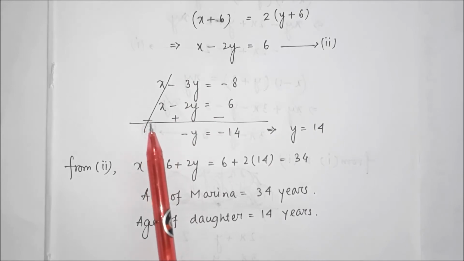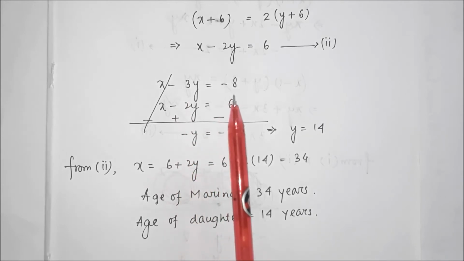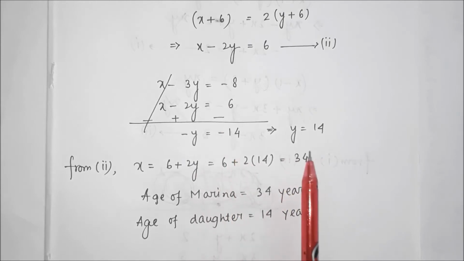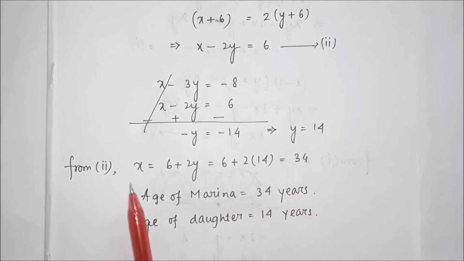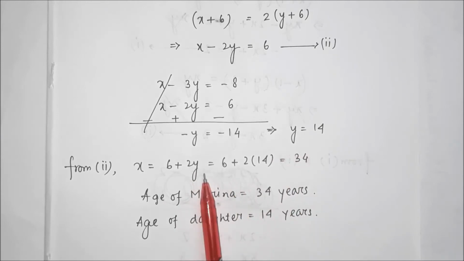So the sign will be changed: minus, plus, minus. Minus 3y plus 2y equals minus y, equals minus 8 minus 6, which is minus 14. Therefore y equals 14. Now from equation 2 we will get x equals 6 plus 2y. Substitute the value of y, you will get x equals 34. That means the age of Marina equals 34 years and the age of her daughter is 14 years.